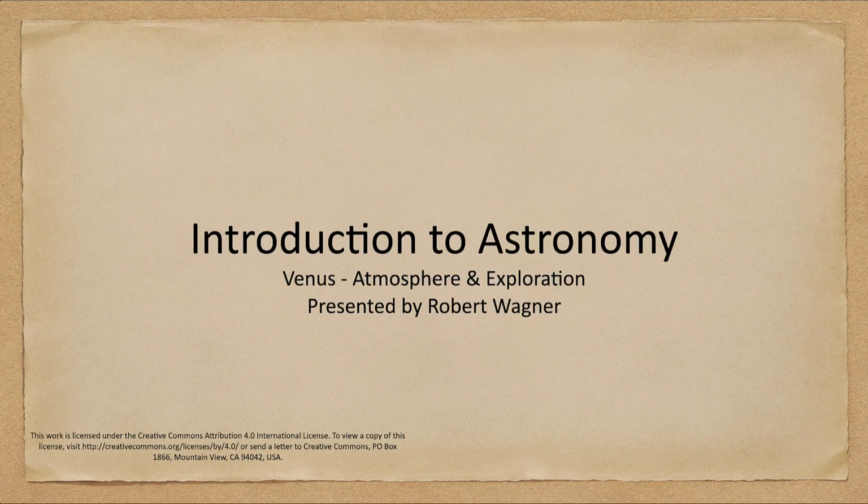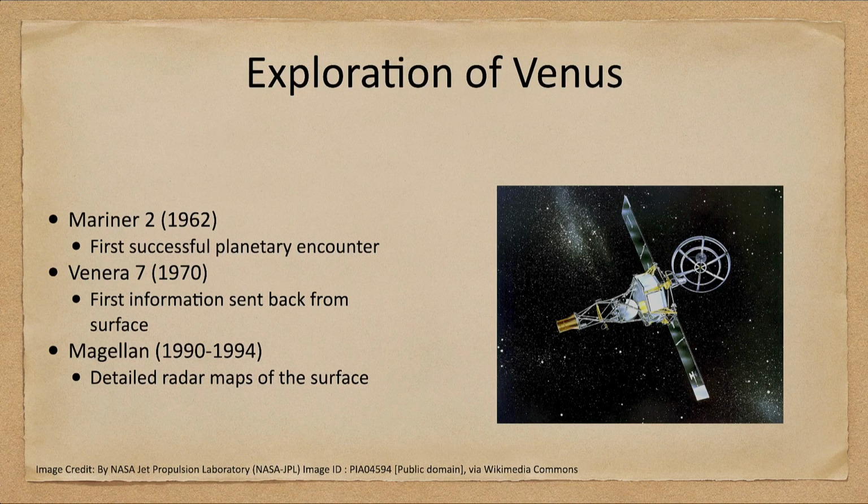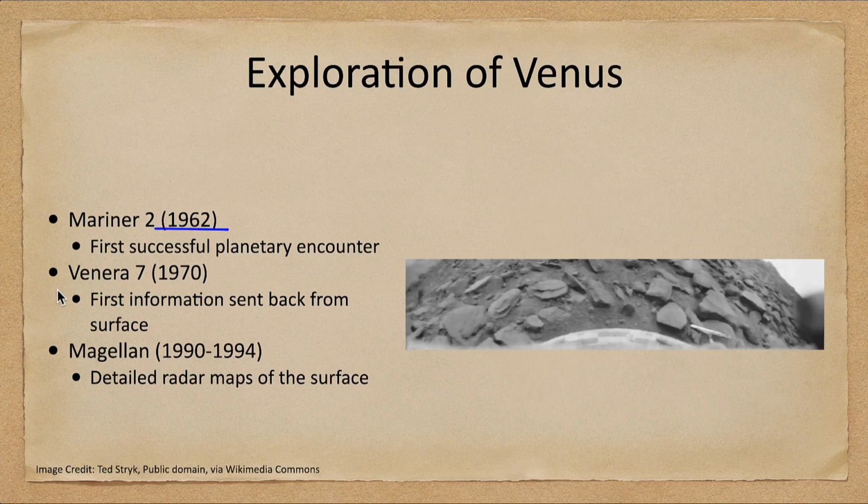In this lecture, we are going to continue talking about Venus, specifically this time looking at the atmosphere and some of the exploration of Venus that has occurred. So let's get started. What we know is we have explored Venus going back to 1962. Not that many years after the first satellites were launched into space, we had our first planetary encounter with Mariner 2 flying by Venus. In 1970, we had our first information from the surface.